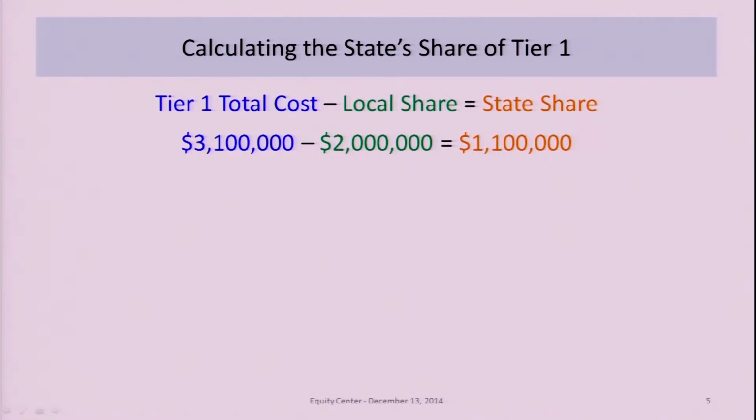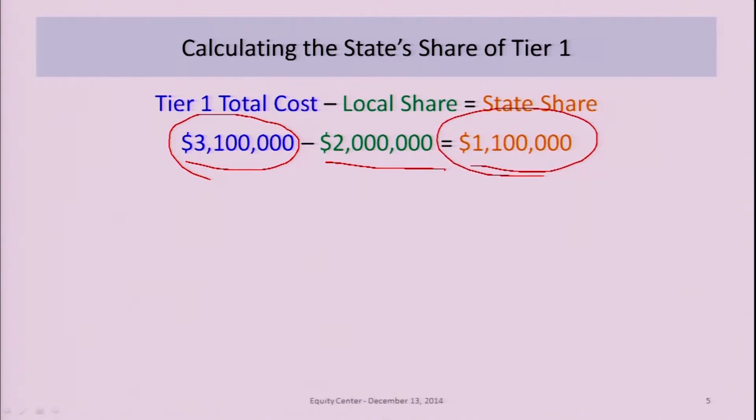Now, what's the state share? Well, it's pretty simple after that. You take the total Tier 1 cost of all of those allotments, you subtract out the local share, your local fund assignment, and whatever is left over becomes your state share. And that's what the state sends you to make you whole, to be able to provide all of Tier 1 funding.